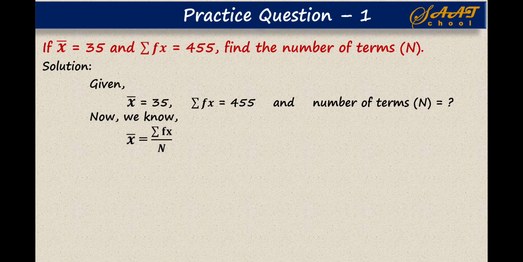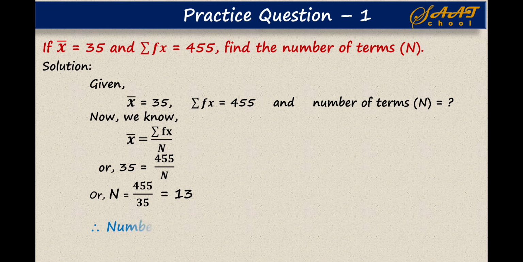Here mean is 35, sum of fx is 455, and we have to find n. So dividing 455 by 35, the value of n is 13, and the number of items or number of terms equals 13.